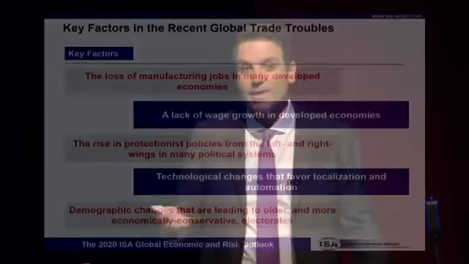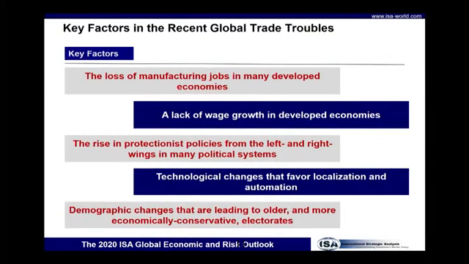This has led to the rise in protectionist policies, both from politicians on the left and politicians on the right. And not just here in the United States, in many parts of the world. Protectionist policies, protect our jobs, protect our industries, are very much in vogue in many parts of the world at the moment. At the same time, we're seeing technological change.